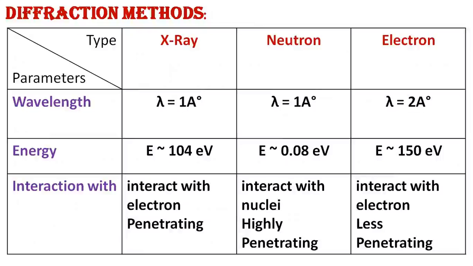First one is the X-ray, neutron and electron. Parameters: wavelength 1 angstrom in X-ray and neutron, and 2 angstrom in electron. Energy: 10^4 eV, 0.08 eV and 150 eV. Interaction: X-ray interacts with electrons, penetrating; neutron interacts with nuclei, highly penetrating; electron interacts with electrons, less penetrating.